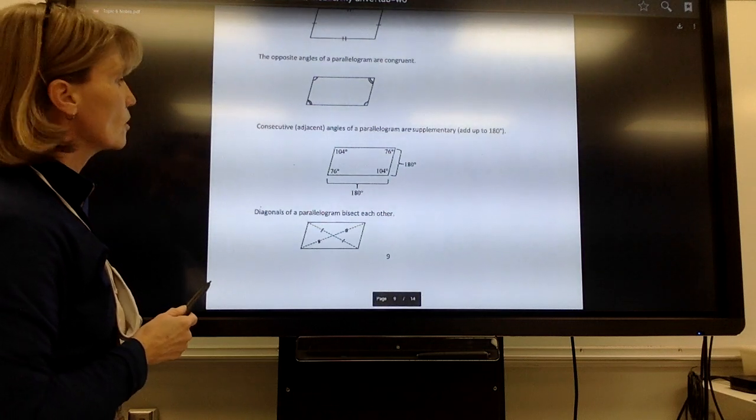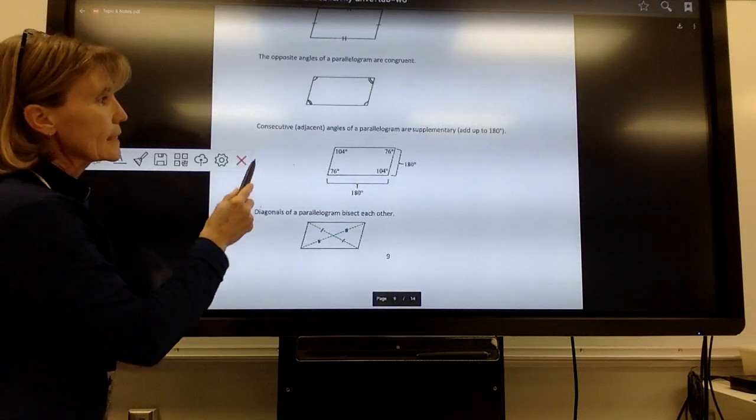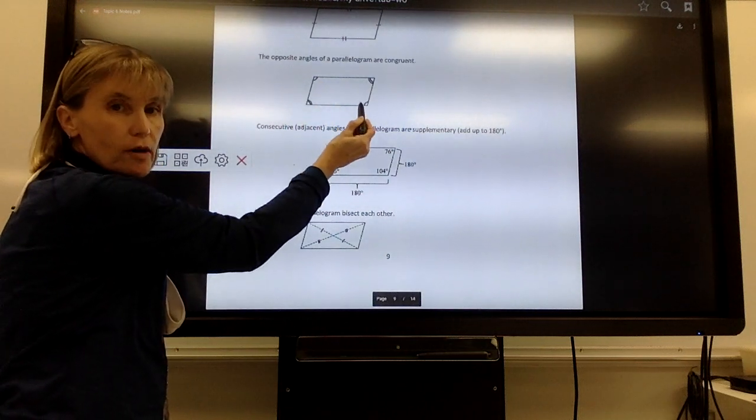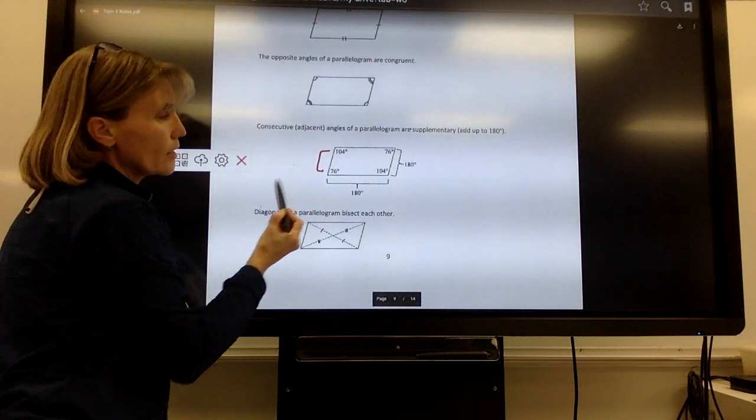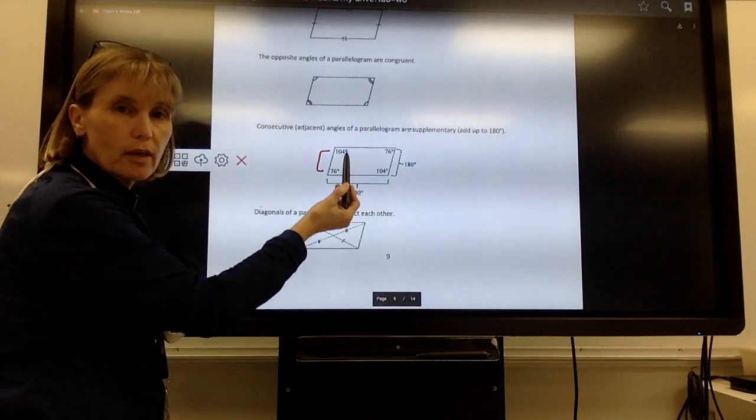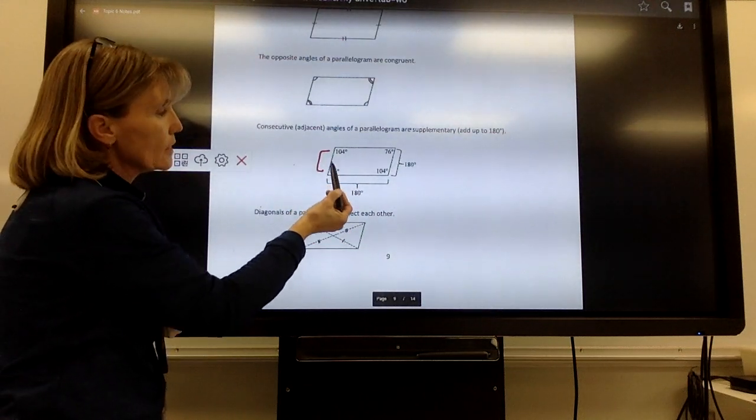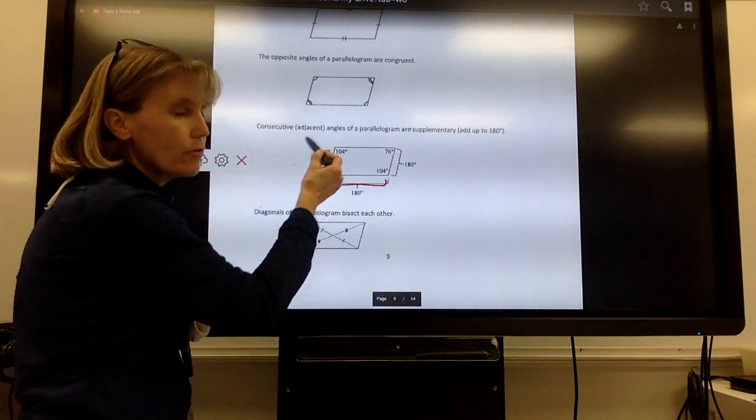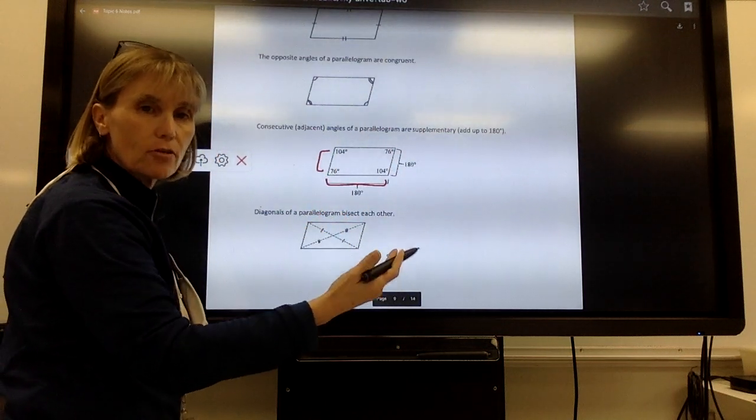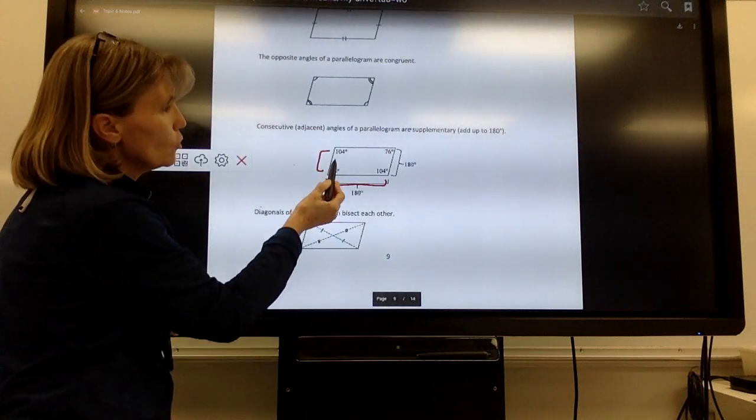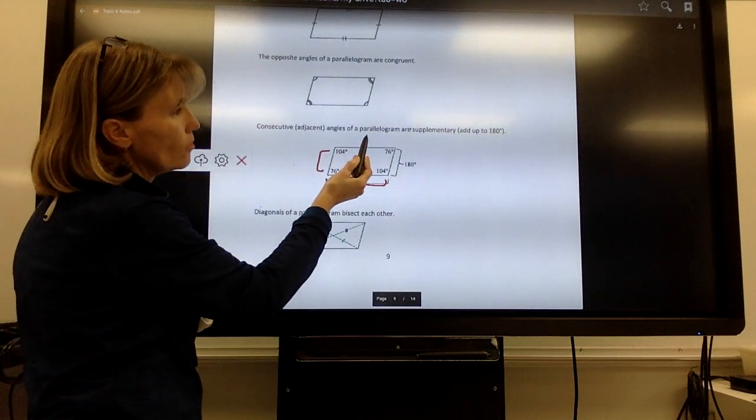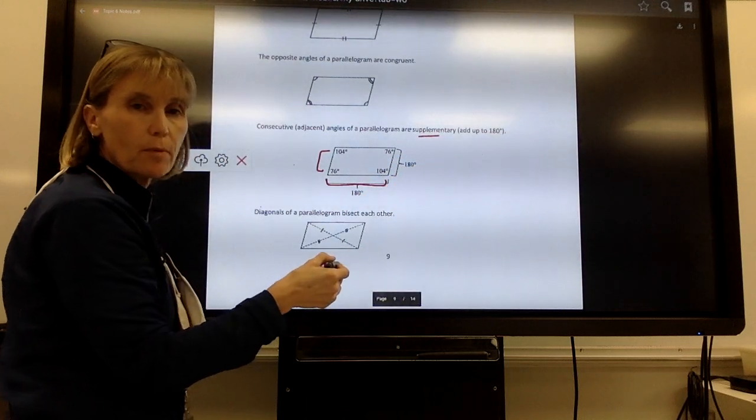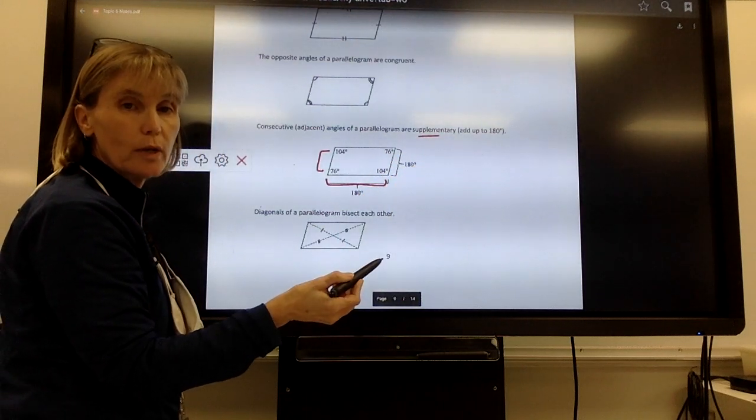Okay, a couple other things that we know. Consecutive angles. So opposite angles were opposite of each other in this direction. These angles are consecutive. These are next to each other. They come right after the other. So they can go consecutive in this direction. This is consecutive. As you go around the figure, the very next angle is consecutive. So these two, it says consecutive or adjacent angles of a parallelogram are supplementary. Okay, we've seen that word supplementary many times. It means they add up to 180.